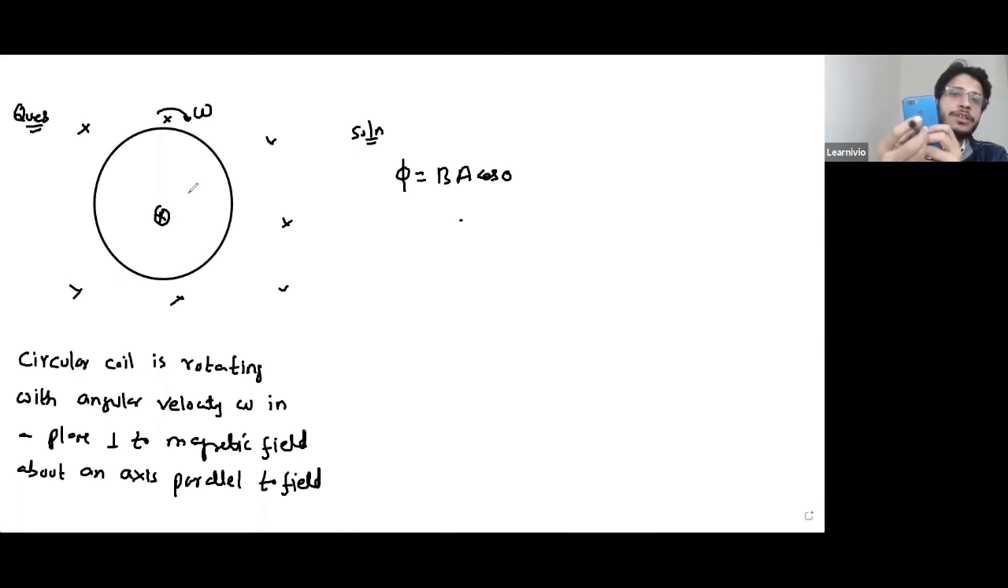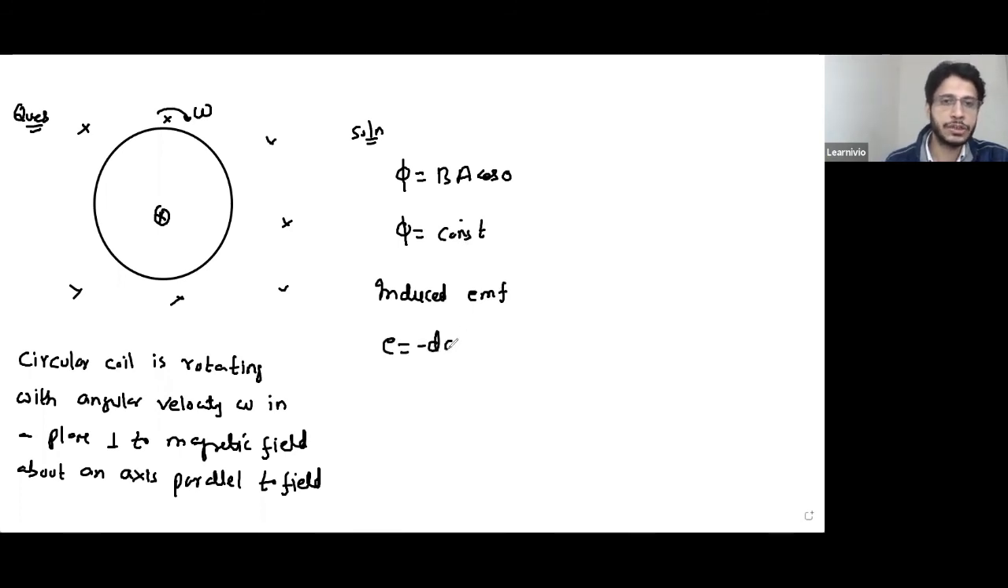Your magnetic field is inwards. This is rotating in this way. The area vector will always be inwards. The direction is not changing. So your phi will remain constant. If phi is constant, then how much is the induced EMF? Induced EMF is minus of d phi over dt, which is equal to 0. Induced EMF will be 0.